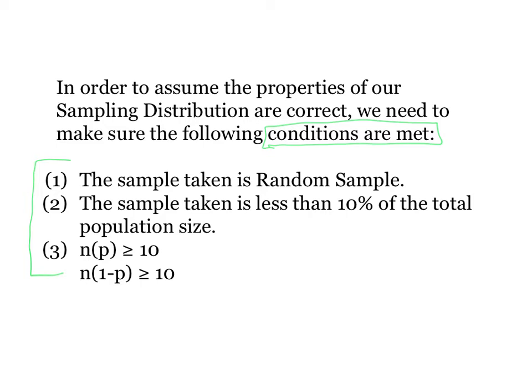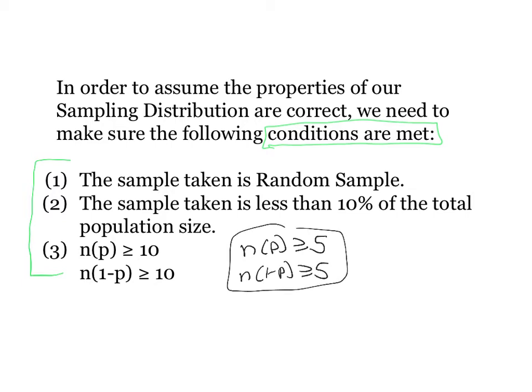So number one, the sample taken has to be a random sample. Number two, the sample taken is less than 10% of the total population size. We cannot go over 10% in our sample, and I'll explain why in a second. And the third thing is that n times p has to be greater than or equal to 10, and n times 1 minus p must be greater than or equal to 10. Now, some textbooks allow these minimums to be 5.